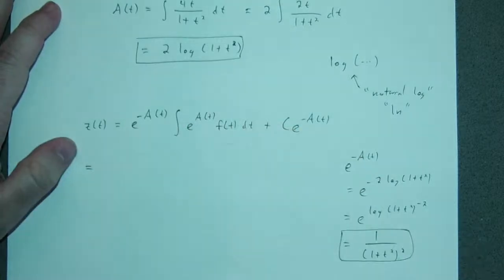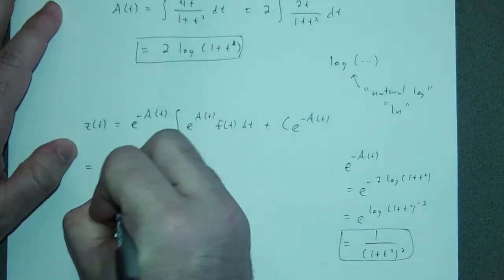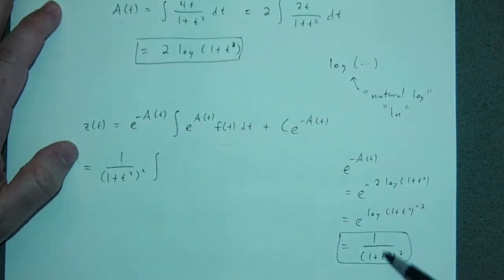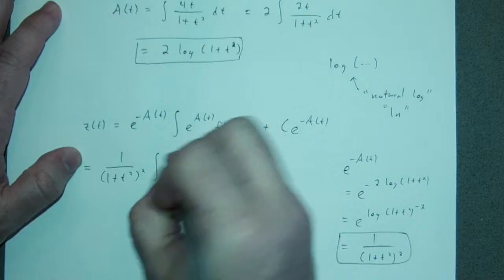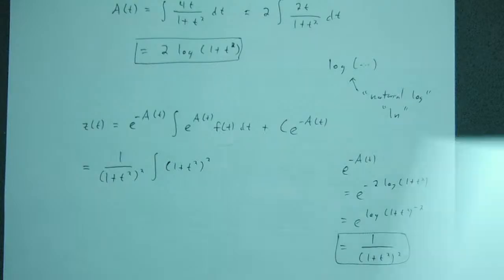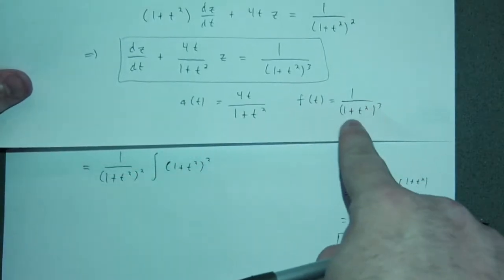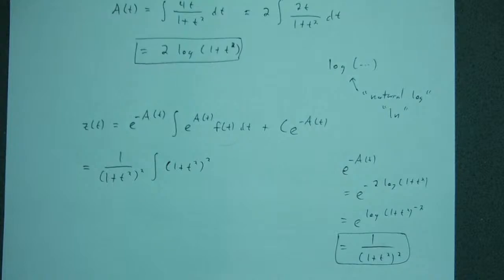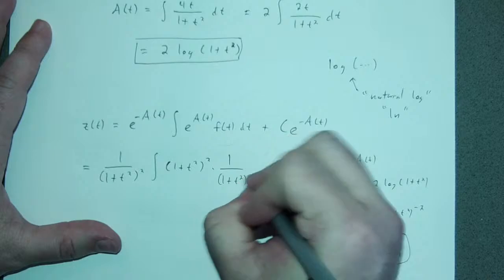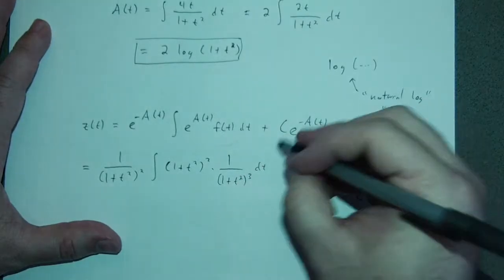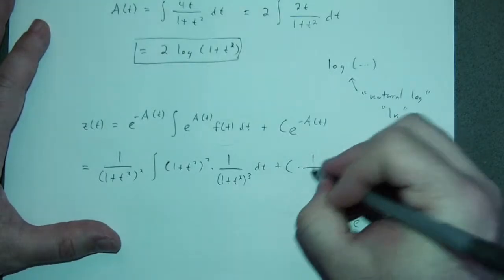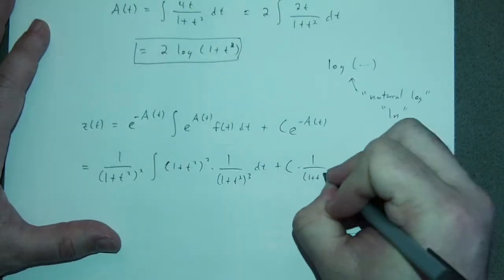Right? So what is this? This is going to be equal to 1 over 1 plus t squared squared times the integral of e to the big A of t is, well, it's the reciprocal of this. So it's 1 plus t squared squared times f of t. Let's remind ourselves, what was f of t here? F of t was 1 over 1 plus t squared cubed. So this is times 1 over 1 plus t squared cubed dt plus c times e to the minus a of t, which is 1 over 1 plus t squared squared.